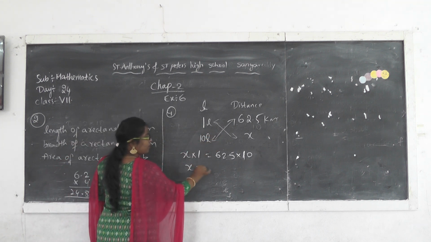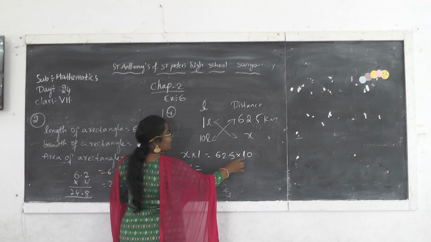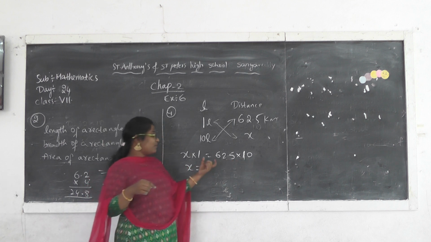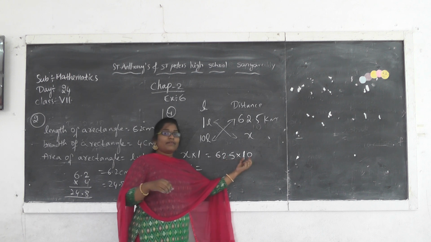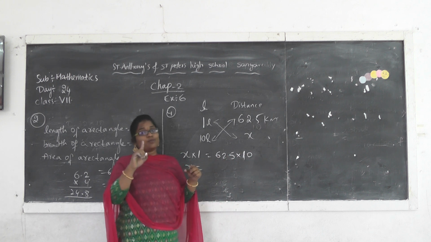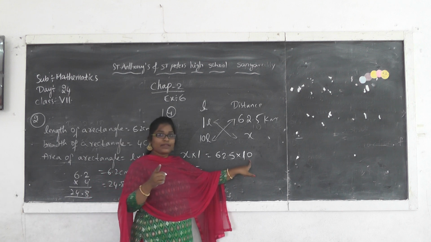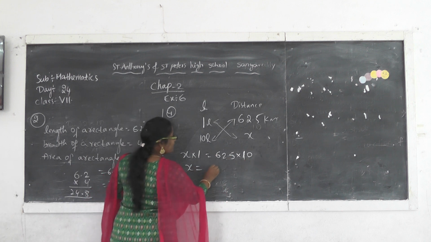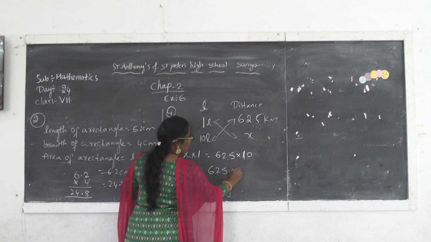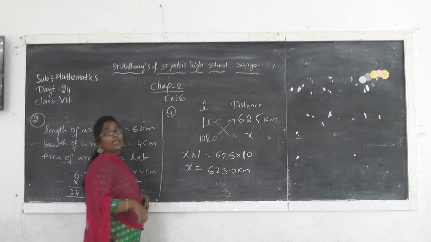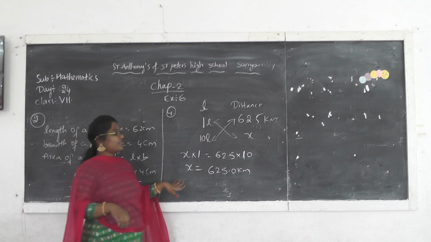Now x into 1 is nothing but x. 62.5 into 10. Here you have to apply the property of decimals: we are multiplying a decimal number with 10, so the point should move one step forward because we are multiplying with 0. So 625, the point moves one step forward. It is nothing but 625 kilometers. Are you able to understand?